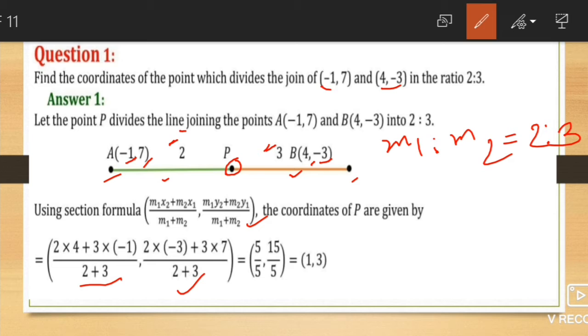Now do the simplification of these two coordinates. You will get 5 by 5 comma 15 by 5, that is 1 comma 3. So the coordinates of P will be (1, 3).